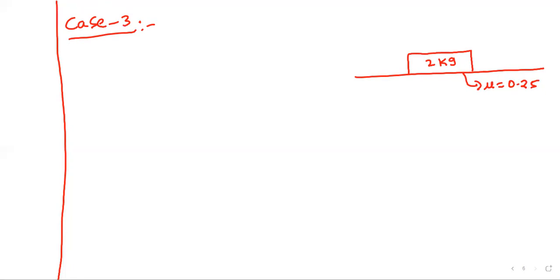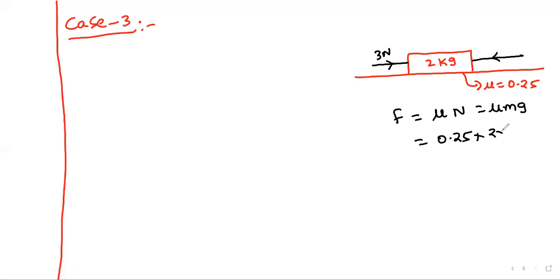0.25. 2.5. Okay. Now, I applied a force of 3 Newton. Here, my maximum frictional force is mu times N, which equals mu mg. Upon substitution, we get the frictional force as 5 Newton.